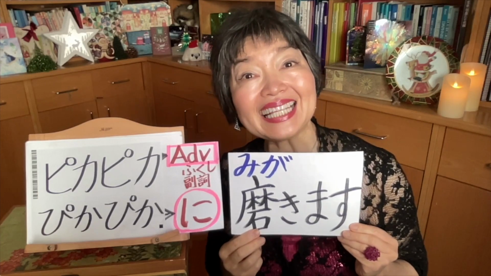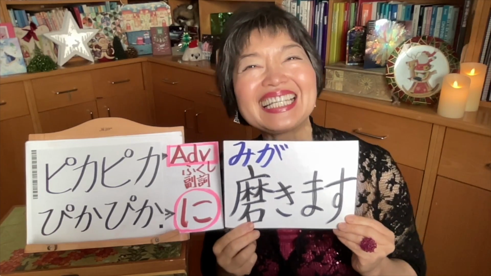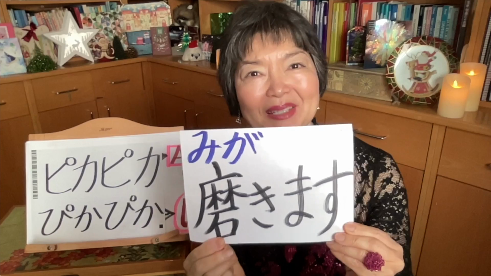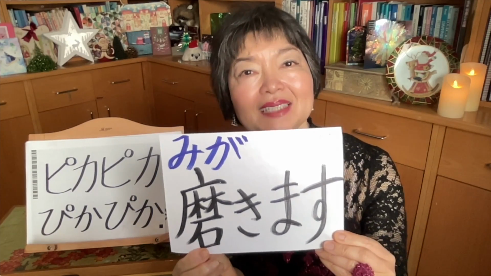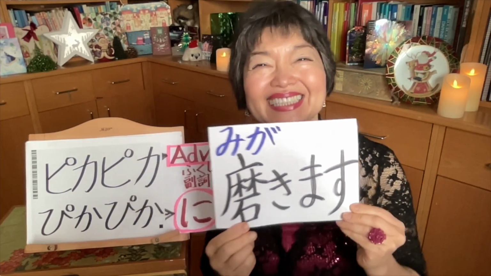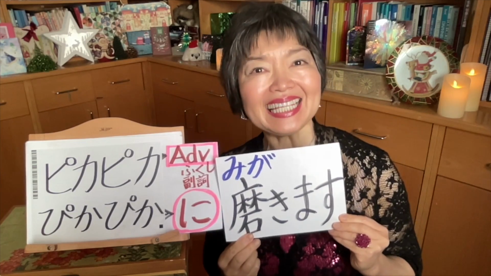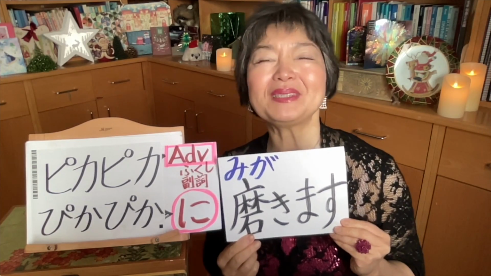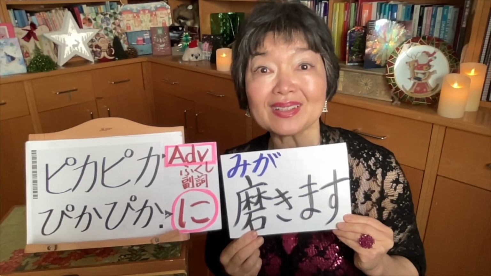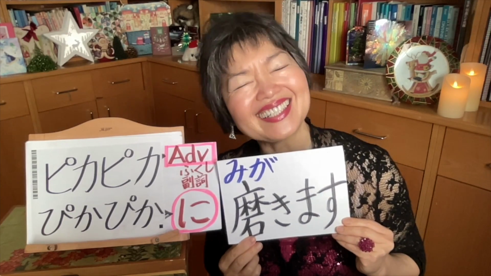And in many occasions we can use with ni, pika pika ni. After pika pika ni comes the verb. In this case, migakimasu. Migakimasu means to polish. So if I say pika pika ni migakimasu, it means I polish it till it shines a lot.